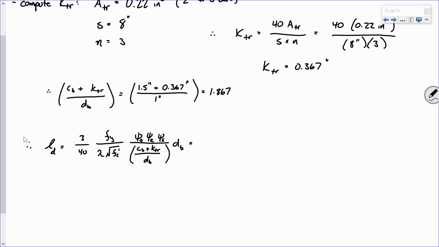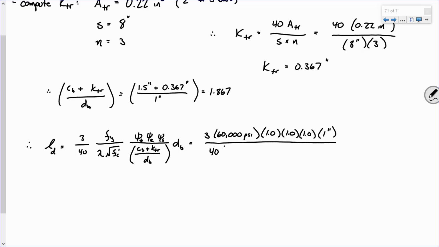So on the top, we've got 3 times Fy. What's Fy? 60,000. Exactly. We use PSI, right? Because for our FC prime we're taking the square root. We put in PSI there, we get PSI out. So we've got to make sure consistent units are used. So 60,000 PSI. And then what were all of our psi values for this problem? 1. They were all 1s. And then our bar diameter, which is 1 inch, right? We're dealing with number 8s.